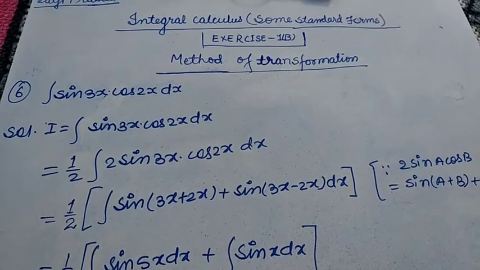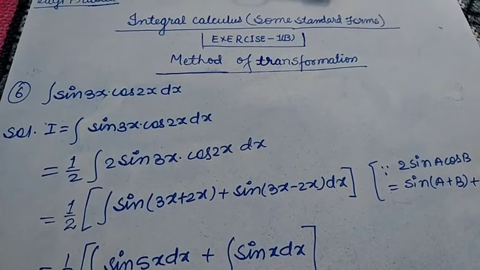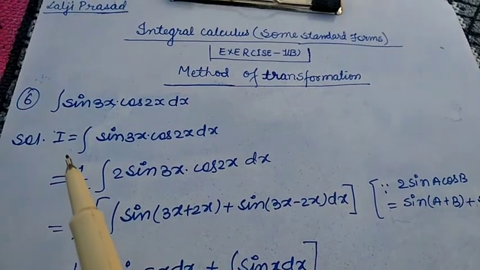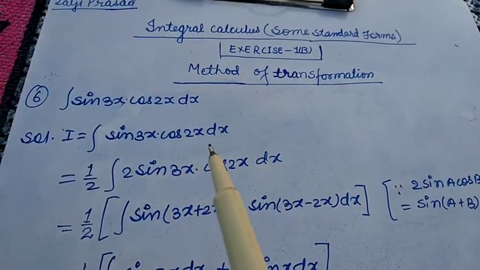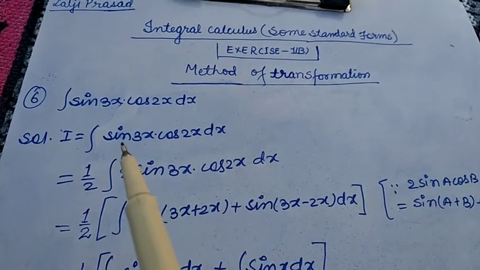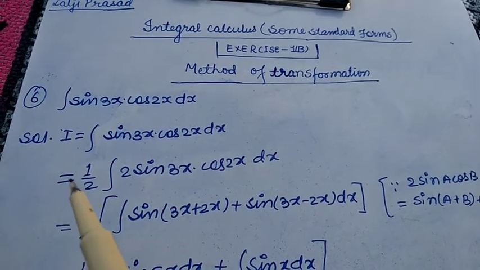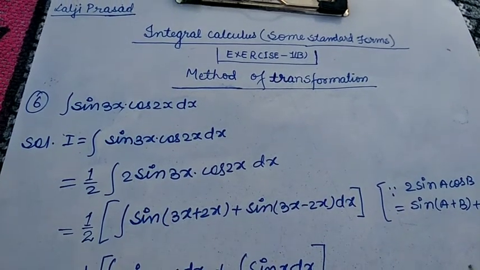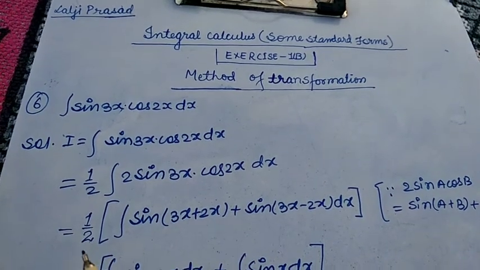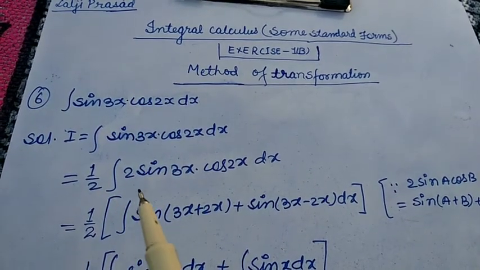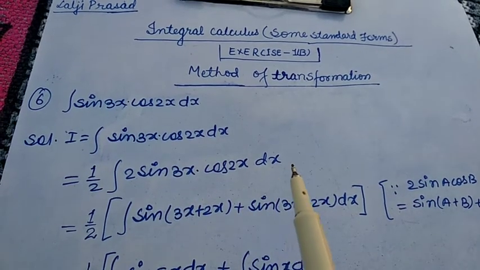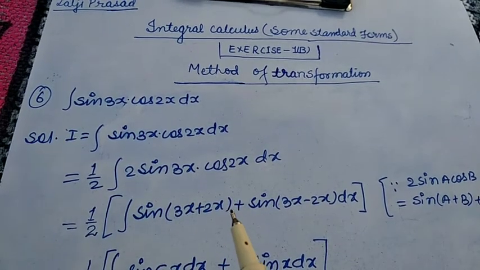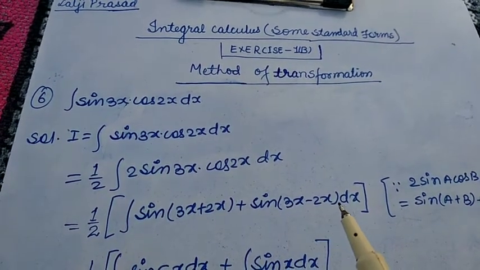See the question number 6. Integration of sin 3x into cos 2x into dx. So you can see the solution. I is equal to integration of sin 3x into cos 2x into dx. For solving this, we have to multiply and divide by 2, so it will be in the form of 2 sin a cos b. So we can put the formula of 2 sin a cos b here. So you can see 1 upon 2 into integration of 2 sin 3x into cos 2x into dx. In the next step we have written 1 upon 2 into integration of sin(3x plus 2x) plus sin(3x minus 2x) into dx.